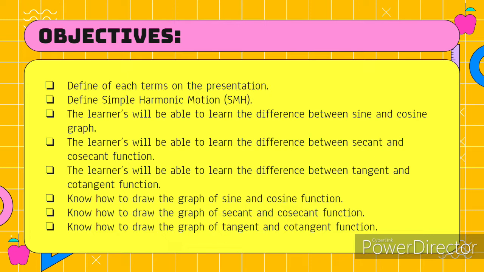the learners will be able to learn the difference between secant and cosecant function, the learners will be able to learn the difference between tangent and cotangent function, know how to draw the graph of sine and cosine function, know how to draw the graph of secant and cosecant function, and lastly, know how to draw the graph of tangent and cotangent function.